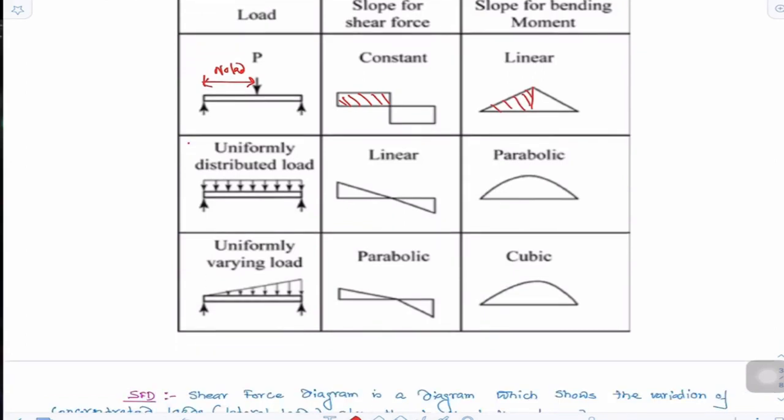Similarly, if you have a uniformly distributed load, under the uniformly distributed load your shear force is an inclined straight line.